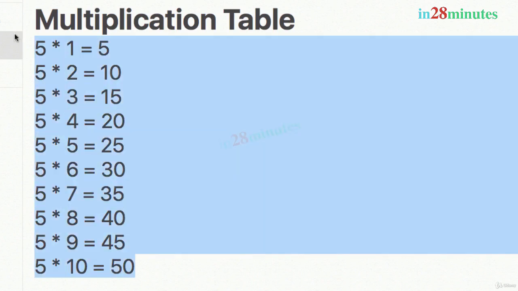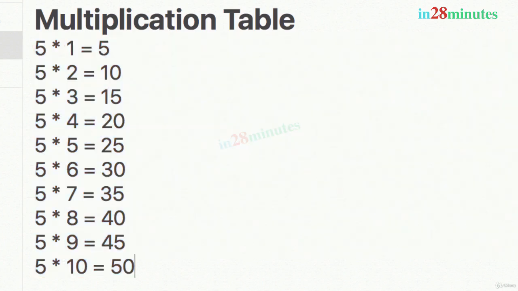So we would want to print 5 into 1 is equal to 5 and so on up to 5 into 10 is equal to 50. So this is the challenge, and what are the important concepts that we would need to solve this?